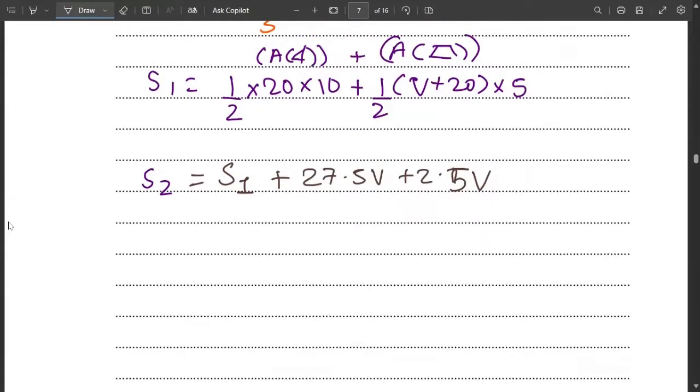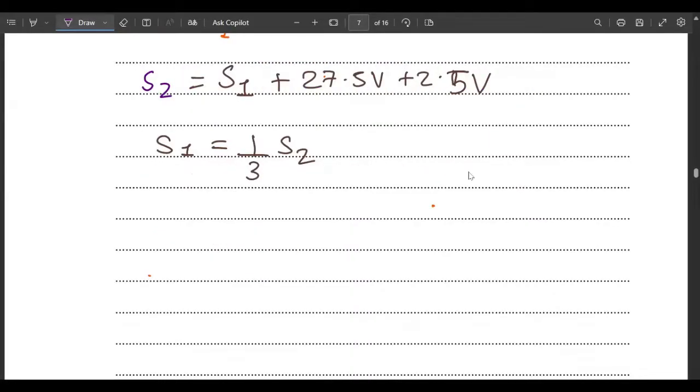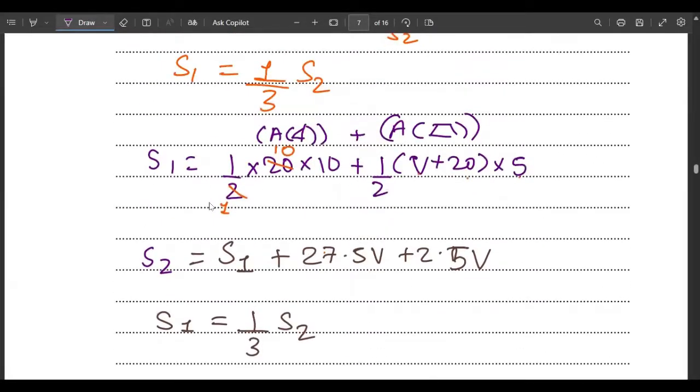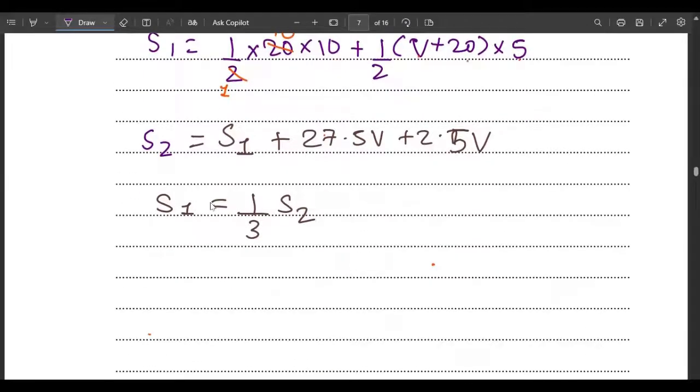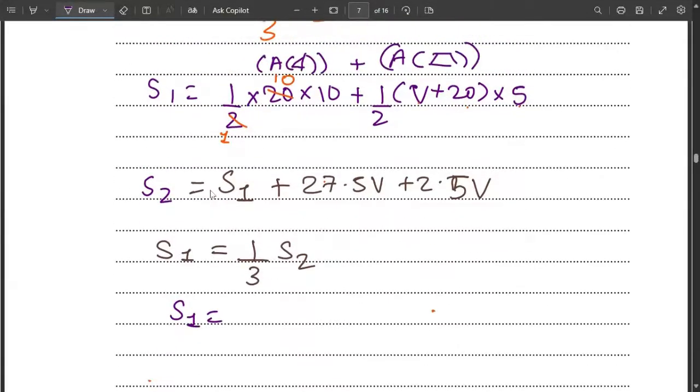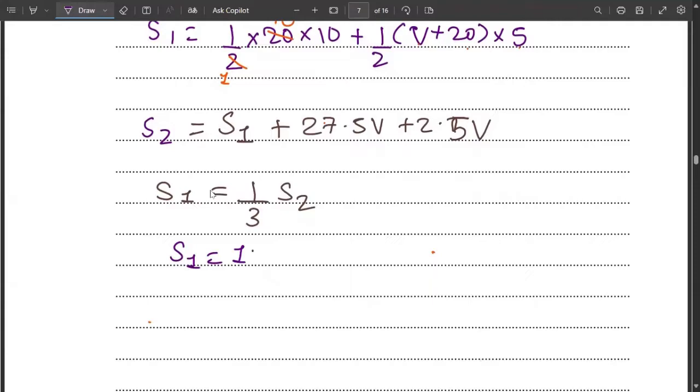And now let me equate both of them. S1 equals 1/3 of S2. Now let's simplify S1. What is S1? Now we can see this half into 20: the 2 will become 1 and 20 will become 10. So S1 will be 10 into 10 is 100 plus 5 upon 2 V plus 20.